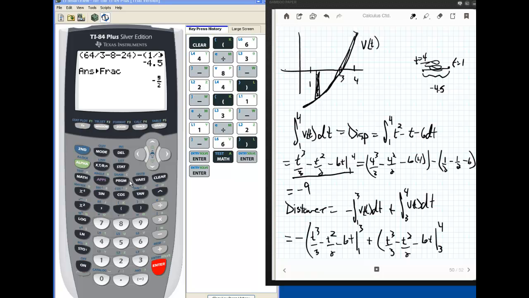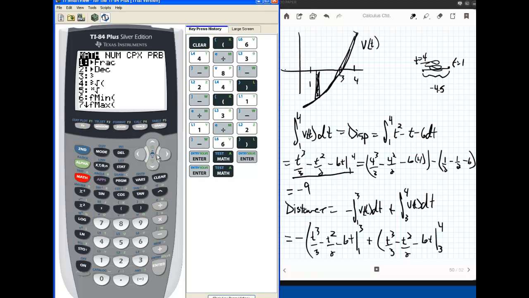But I'm going to show you how to use your calculator. It's time. All right? I want you to have the ability to check your work using technology. I'm going to take the integral from 1 to 3 of v of t dt. All right? But I'm going to stick a negative in front of it. I'll do that after. Okay? So here we go. You ready?